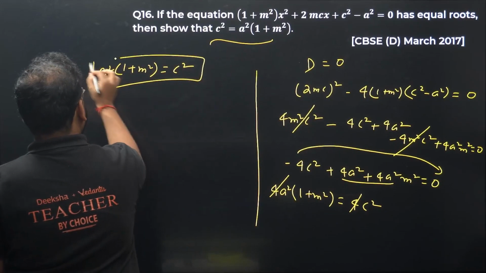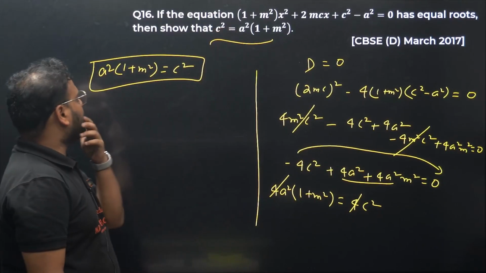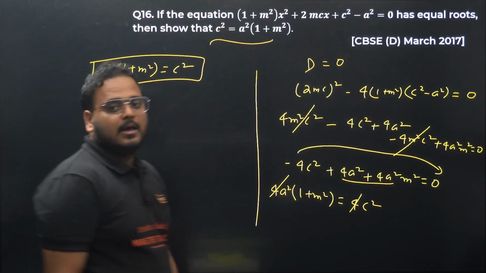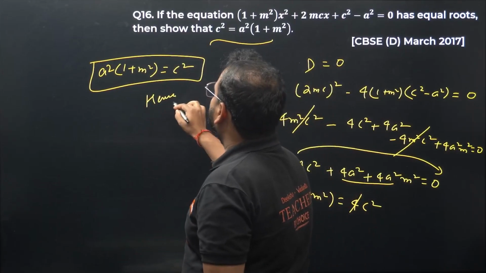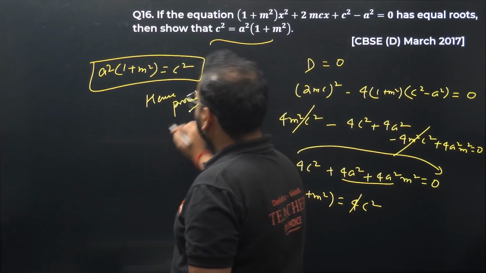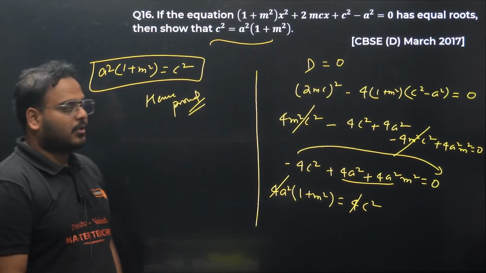That's it. Proven, right? c square equals a square times (1 plus m square). Hence proved. They've asked you to prove that, and we got it done. Question number 16 is also over.